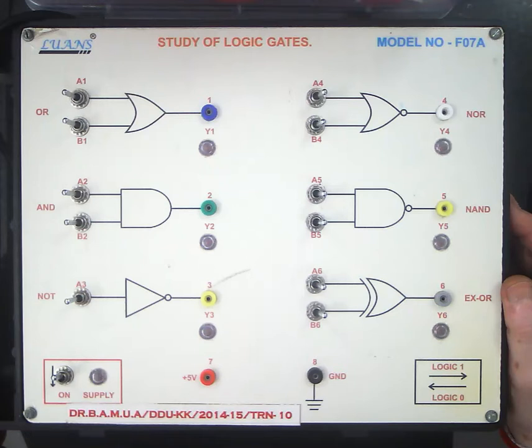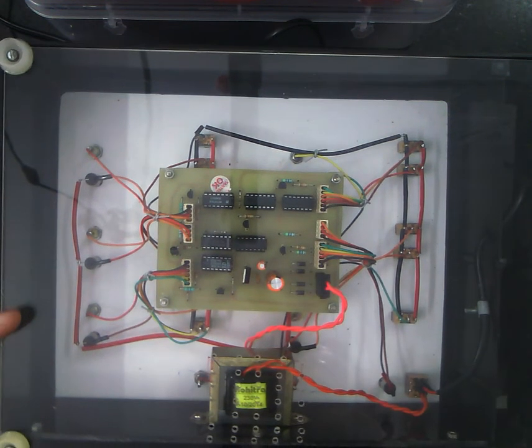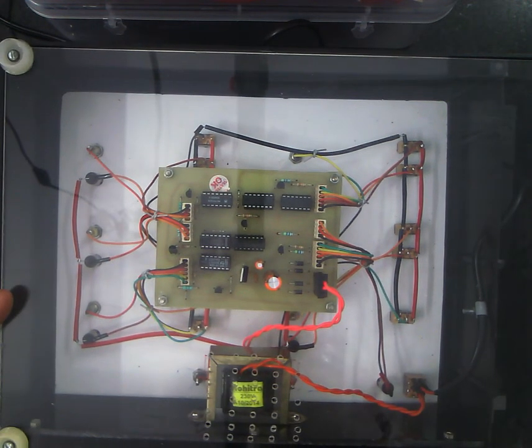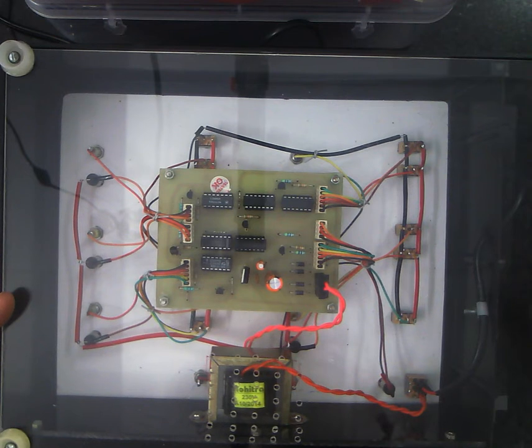You have actually no access to the logic ICs that are responsible for the logic functions. However, you can very easily see them on the back side of the board. You can see all these ICs, that is the integrated circuits. They are the logic ICs. Some of them serve the function of OR gate, some AND gate, some of them as NAND gate, NOT gate, likewise.